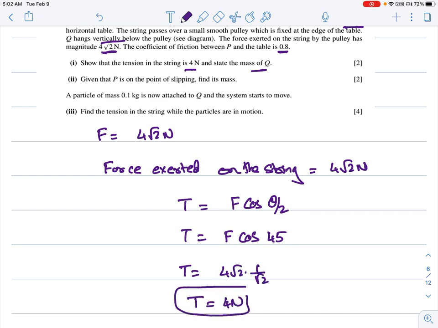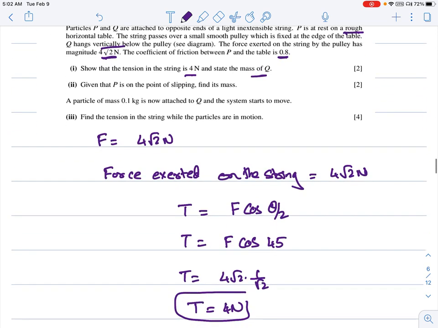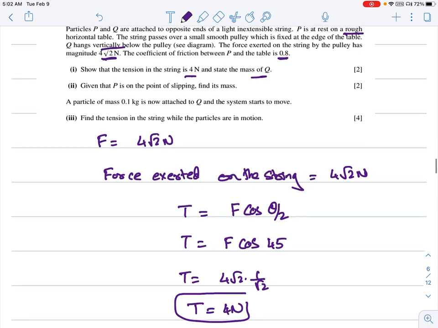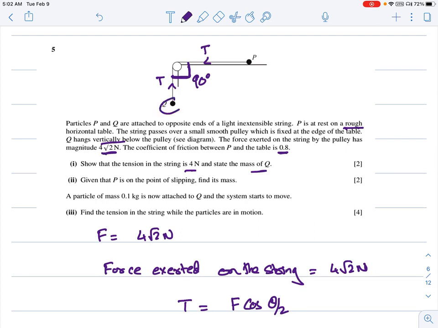So see carefully, that is a formula. Tension is equal to F cos theta by 2, the force exerted by the pulley, times cos of theta by 2, whatever theta is between those two tensions. So theta is 90 degrees over here, 90 by 2 is 45. So that shows that the tension is 4 newtons. Now I need to find the mass of Q, which we don't know.